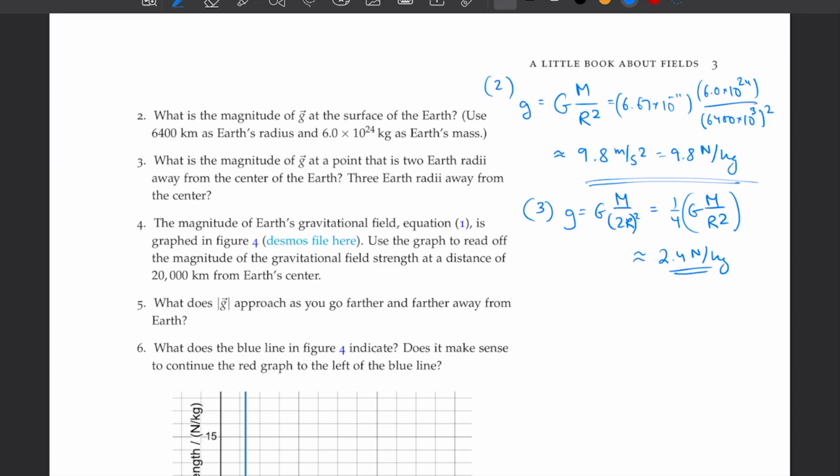3 Earth radii away. Probably just have to divide by 9, as you can see. 1/3 squared, 1/9 of that. And that is going to be, where should I write that? Okay, let me quickly write it up. 3 Earth radii away is 1/9 of at the surface, and that is 1.1 newton per kg. You can see g decreases as we move further and further away from the Earth.